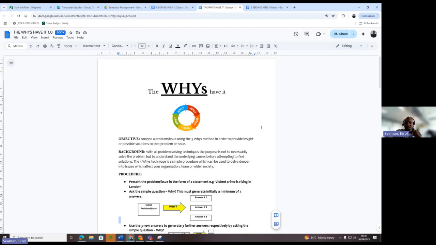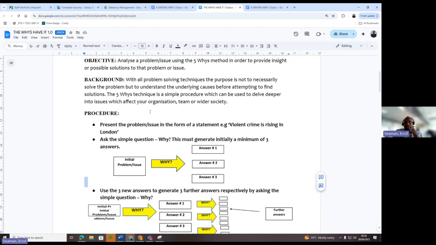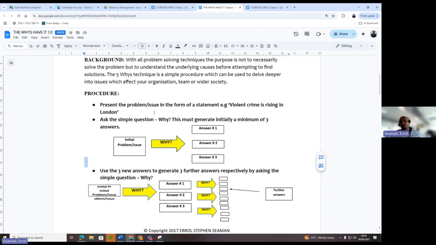Can I enlarge this? Let me make this a little bit bigger just so you guys can see. So very simple. Let's say you have a particular topic, and this can work well with tutorials for the SAM team out there as well. So let's say you've got a topic, for example, violent crime is rising in London, and you introduce that topic with just the initial question, why?